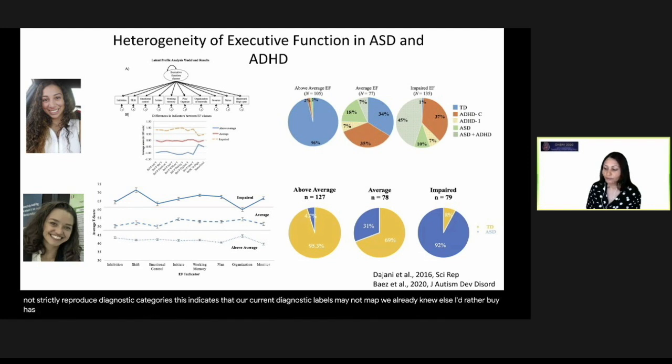Adriana Baez was able to replicate this finding of three executive function classes in a group containing just typically developing children and children with ASD in an independent sample.